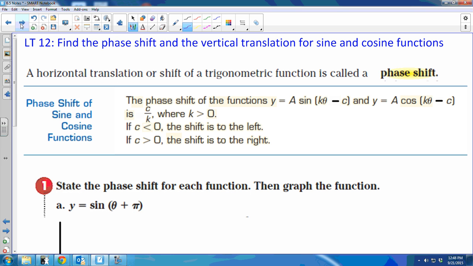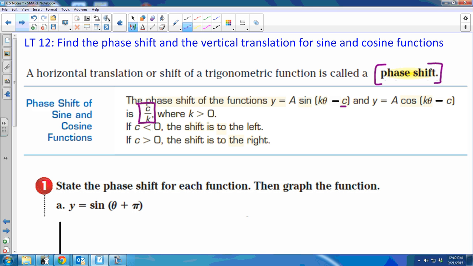A horizontal translation or shift is called a phase shift for trig functions. This is a fancy word for shifting it right and left. Phase shift. Just fancy words. Now the phase shift of the function is represented by c over k. So the period was 2 pi over k. The phase shift is c over k.